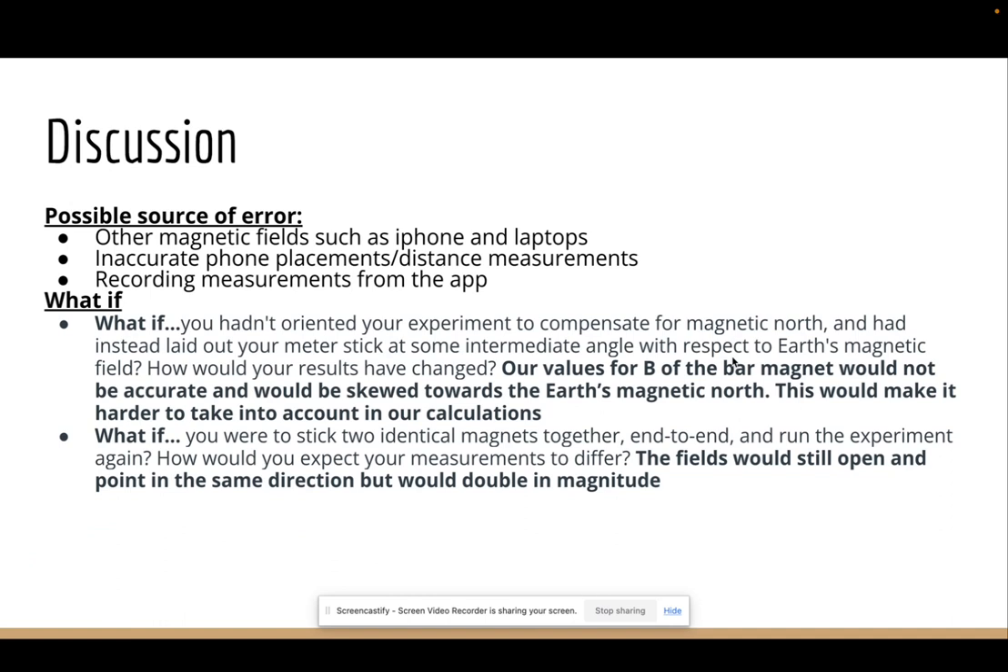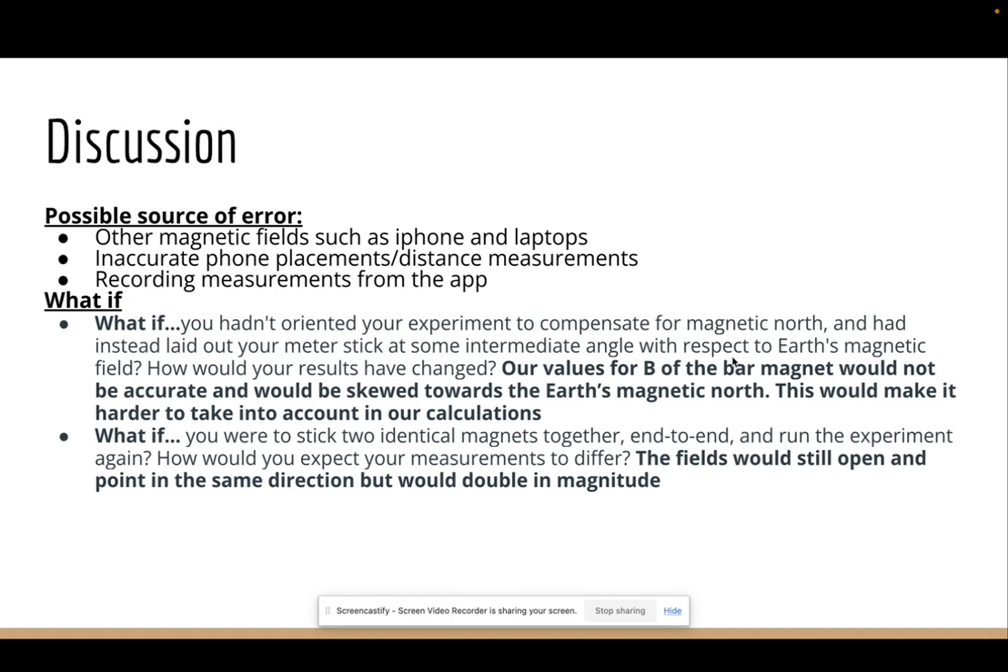Discussion. Possible sources of error. Other magnetic fields such as smartphones and laptops could have affected the magnetic fields at that time. And incorrect phone placement and distance measurements, so some measurements could be a couple centimeters off, and recording measurements from the app. The net magnetic field of Orlando in the lab was said to be 49, but my phone showed like 39, so that was a little bit off there.